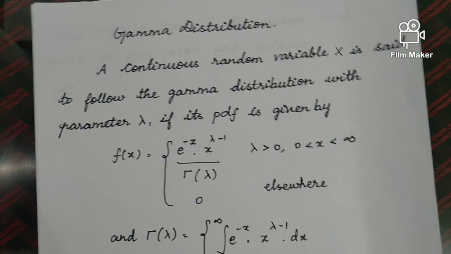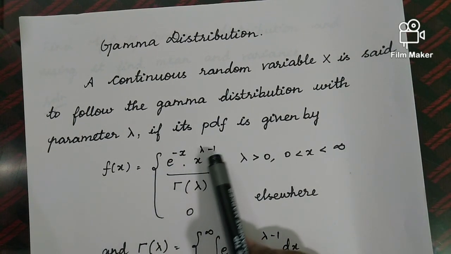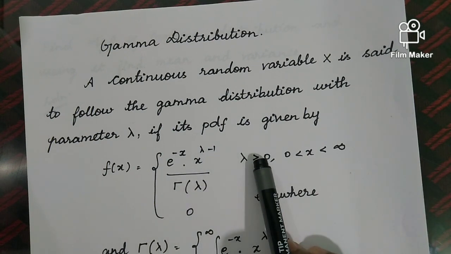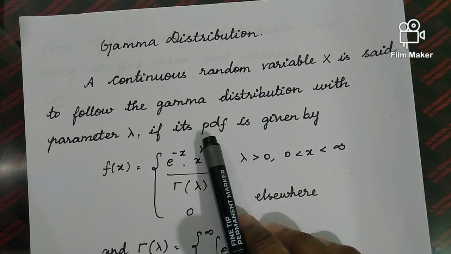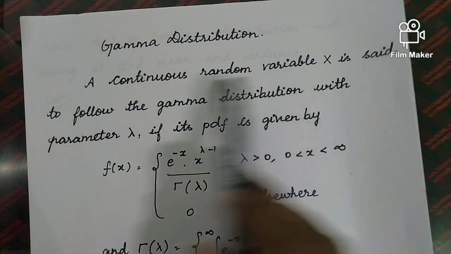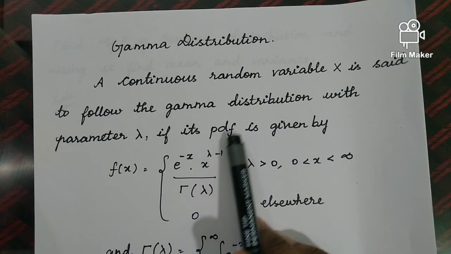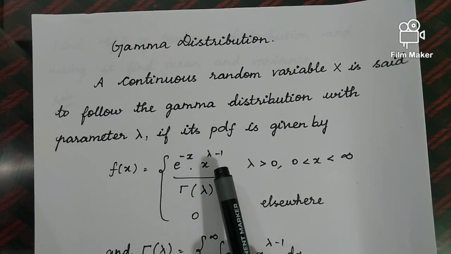So, the gamma distribution is nothing but f of x is equal to e power minus x, x power lambda minus 1 by gamma of lambda. Lambda is the parameter of the distribution. Here you can notice that the PDF is given. PDF is nothing but probability density function, so obviously the random variable is a continuous random variable. For the continuous random variable only we have a PDF. This is the definition for the gamma distribution.